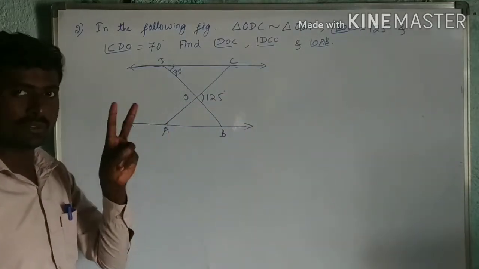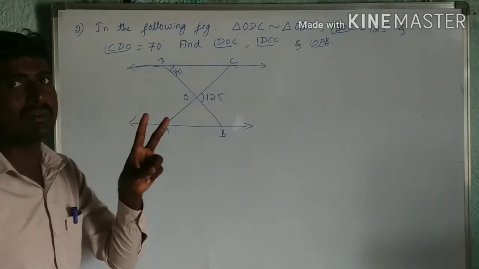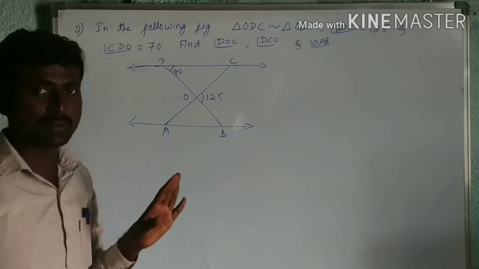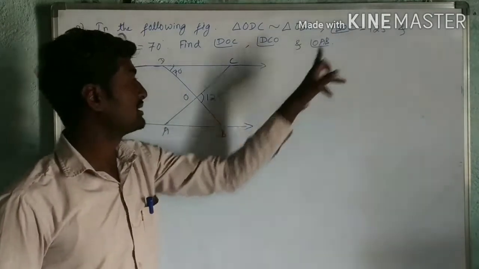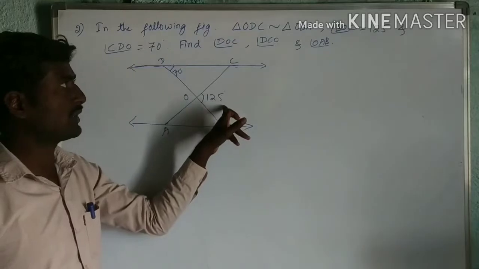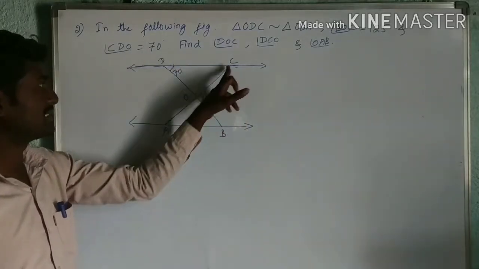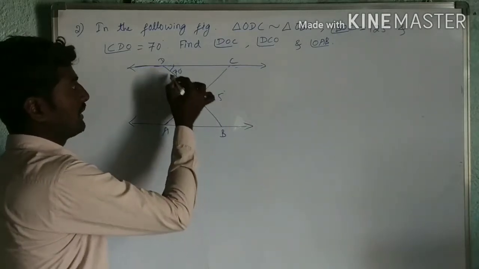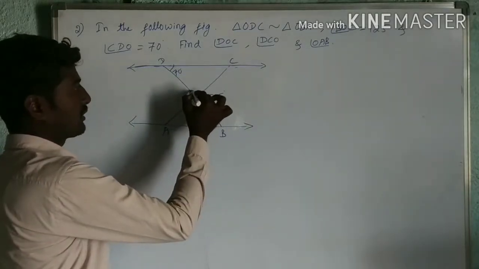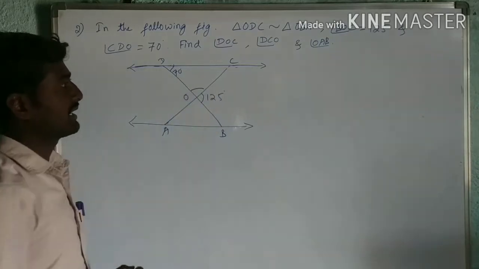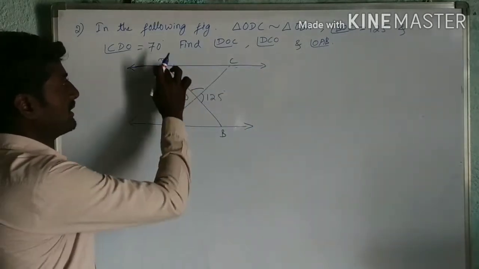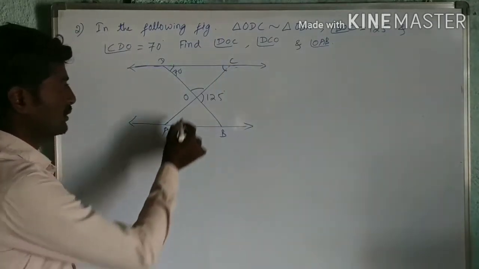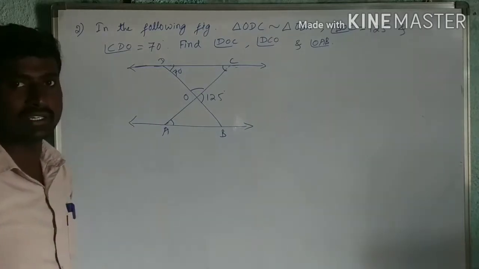Okay. So if two triangles are similar, you must remember the corresponding angles must be equal and corresponding sides are in the same ratio. Then angle BOC is given: BOC is 125 degrees, CDO is 70 degrees. We have to find DOC. This angle we have to find. Then another angle is DCO. This angle we have to find. And third angle OAB. These three angles I have to find.